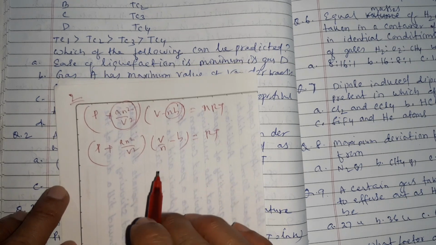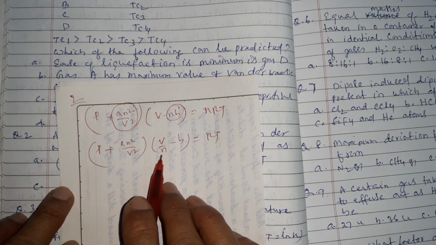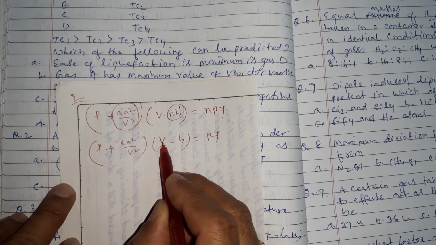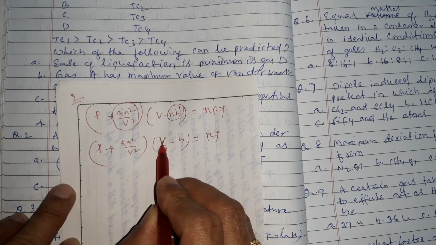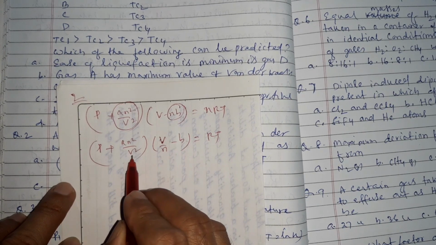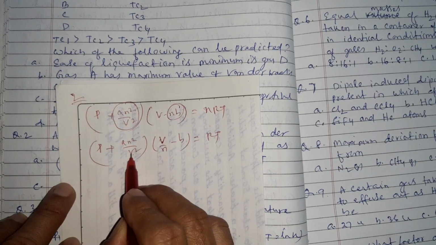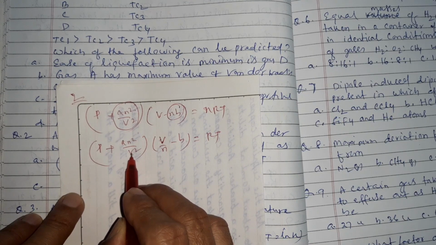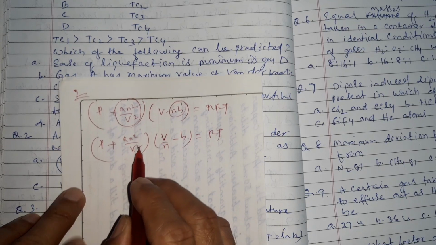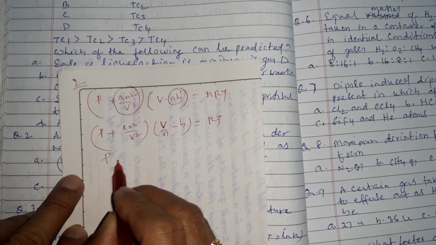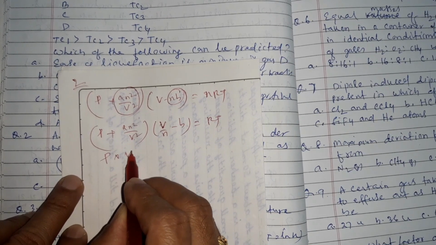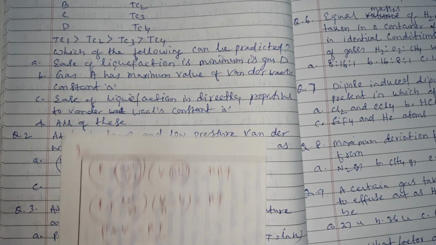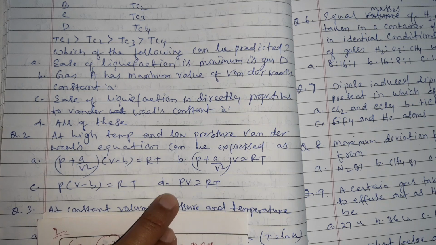If V is very large, then a/V² can be neglected. This is the denominator, and if the denominator is large, the term becomes negligible. Therefore PV = RT. You will get it like this. So out of these choices, D is the correct answer.